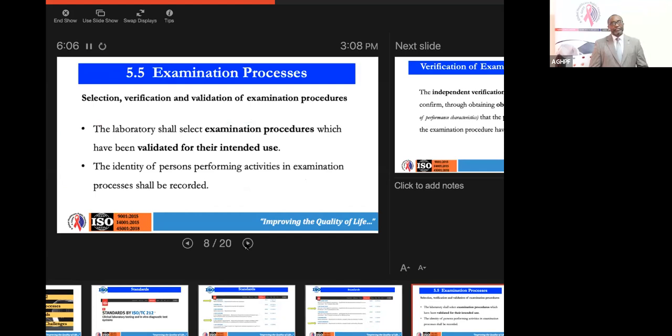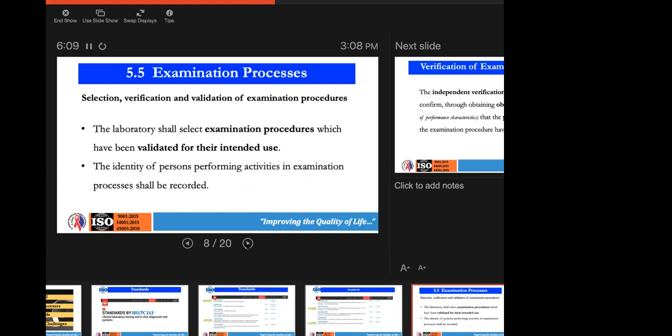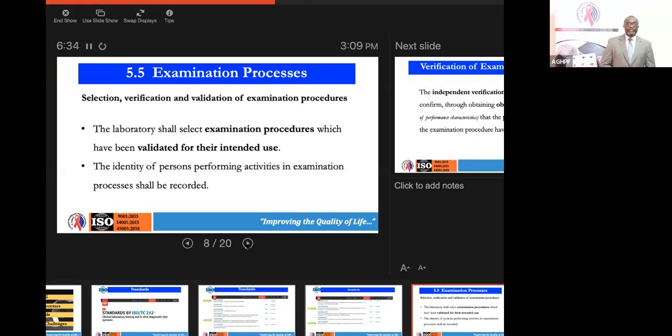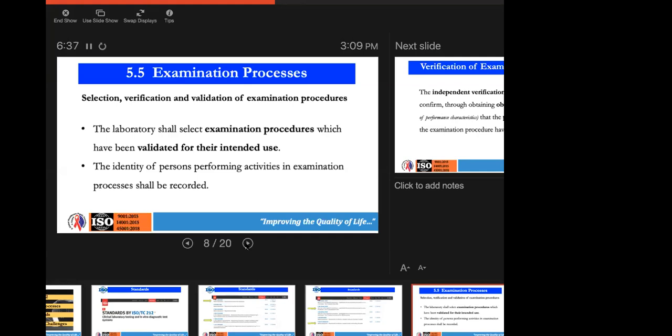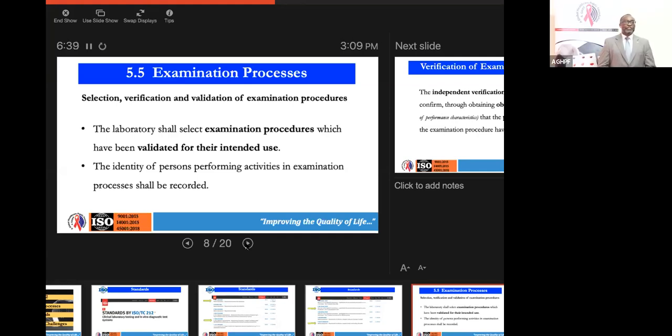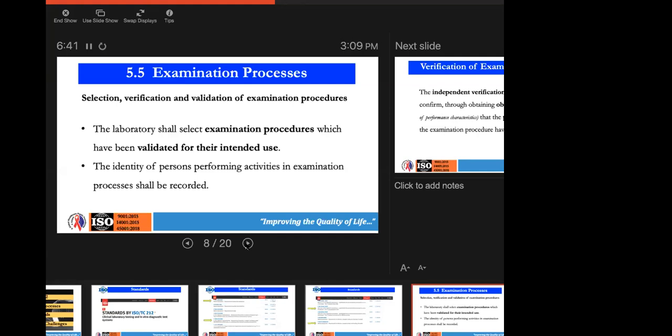So just going on to talk specifically about ISO 15189, the 2012 edition, and specifically about the examination processes, which is clause 5.5 in that standard. It looks at the area of selection, verification, and validation of examination procedures. So what exactly is this? We're looking at ensuring that examination procedures have been validated for their intended use. So we want to ensure that the validation or verification process actually fulfills the use for which it is going to be used.